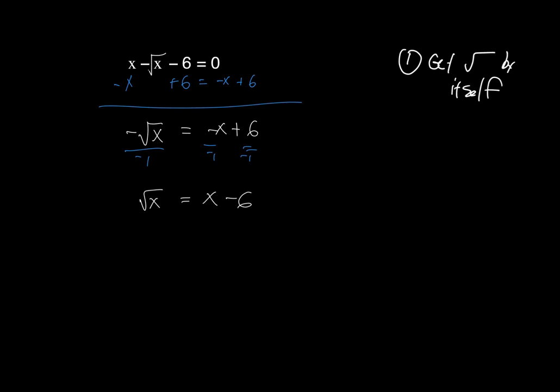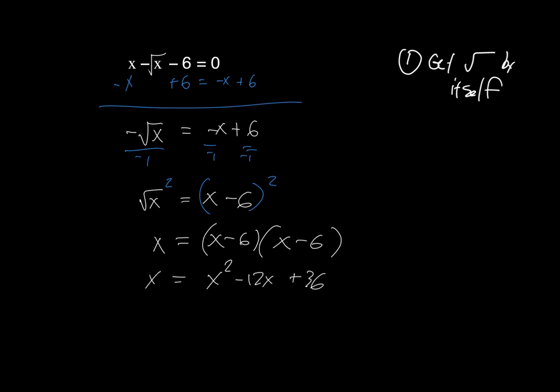And then it's trying to remember, how do we get rid of the square root? Inverse of square rooting is squaring. x equals x minus 6 times x minus 6. Making sure I write it that way so I don't get caught doing something wrong with exponents. FOIL, x squared minus 12x plus 36 equals x.